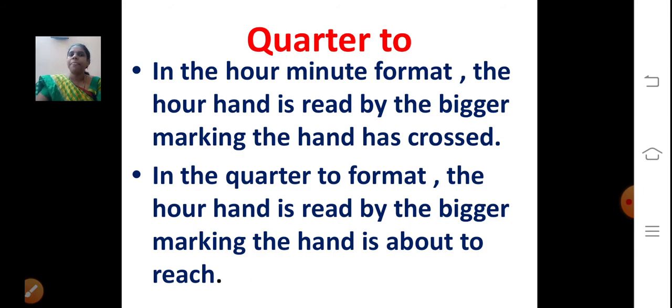What is quarter 2? In the hour hand and minute hand format, how do we usually take the hour? We see whether it has crossed the bigger marking completely, the numbers 1, 2, 3, 4 till 12. If it has fully crossed the bigger marking, we take that as the hour, right? But in this quarter 2 concept, we are going to take the bigger marking that it is about to reach. We will see one example now. It will be a little confusing.